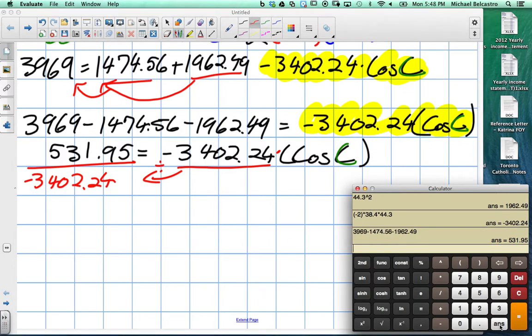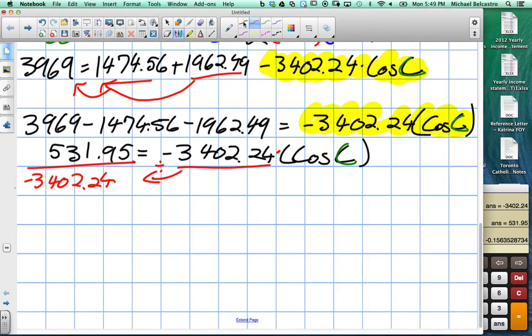Sorry, it's supposed to be a multiplication sign. So I take my answer from before, the 3531.95. You know what? Actually, I'll delete it. Because that's multiplying, when you move it to the other side, it becomes divided. So we're going to divide this number by negative 3402.24 and equals. Gives us this number.